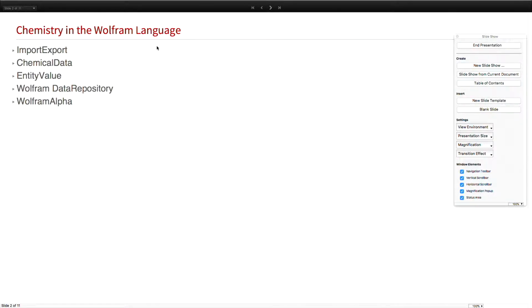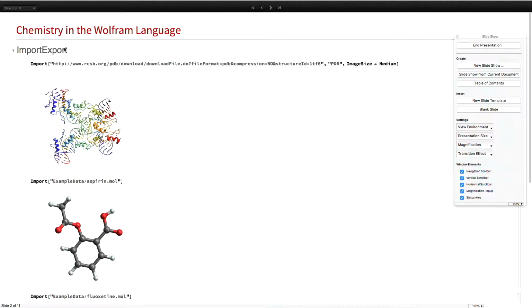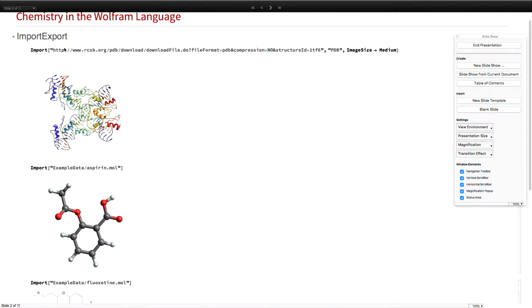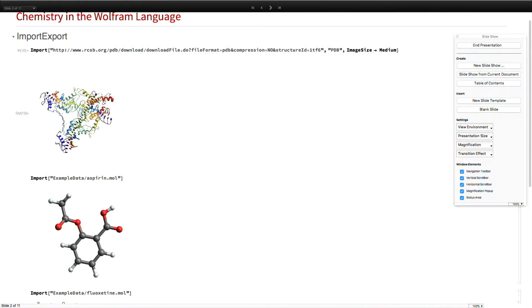So first we take a look at what has been available in the Wolfram language. So we've always had import-export. You can import PDB structures, and this gives you a nice 3D ribbon diagram. Let's see, I thought it was 3D. And then, yeah, there we go.